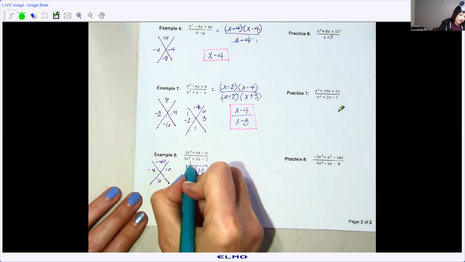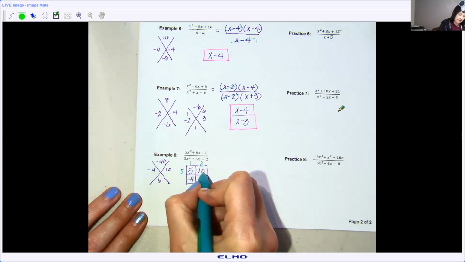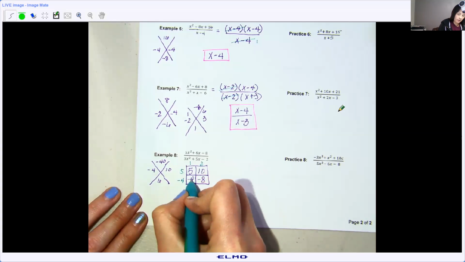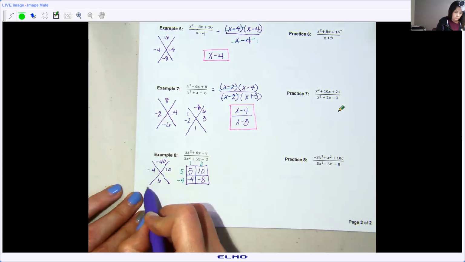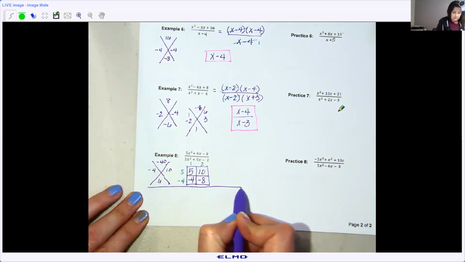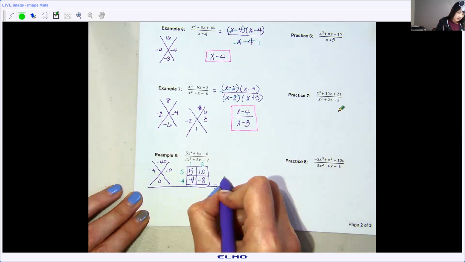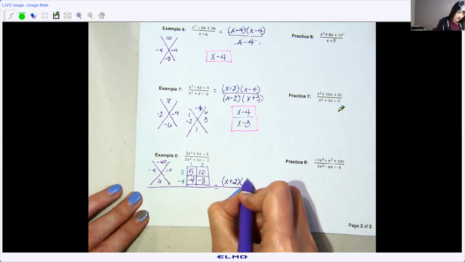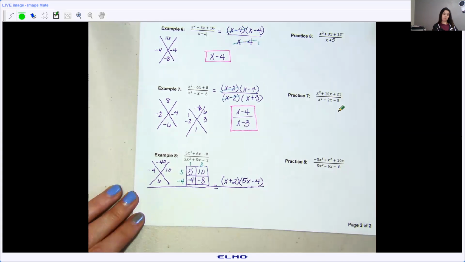And so 1 times 5 is 5, and 2 times 5 gives us 10. 1 times -4 gives us -4, and 2 times -4 gives us a -8. So that all works. Okay, so look how I'm going to do this. So this equals x plus 2 and 5x minus 4. Okay, so that's our numerator.